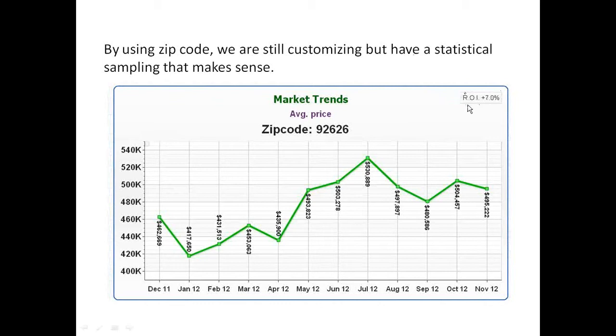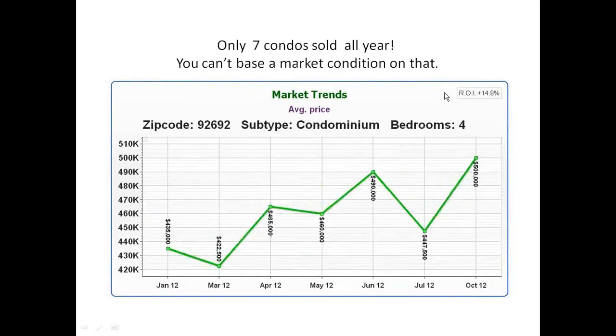For example, here in our average price graph, we also have a return on investment, ROI. In this case, if you bought a home in December of 2011 and sold it in November of 2012, you'd be up by 7% on average, and that's pretty good, considering the Bank in Canada pays about 0.5% interest.